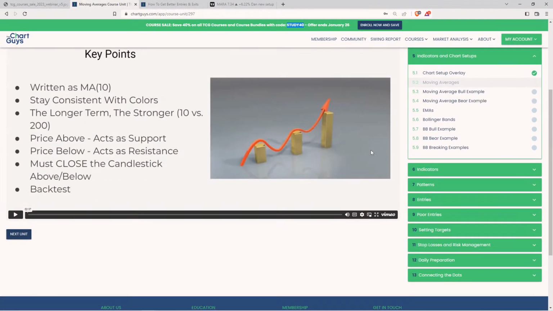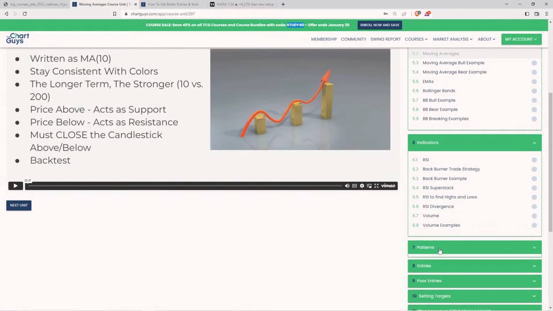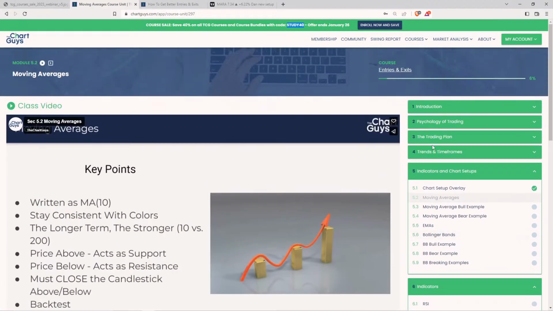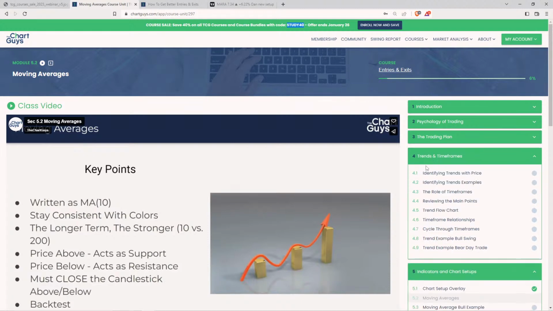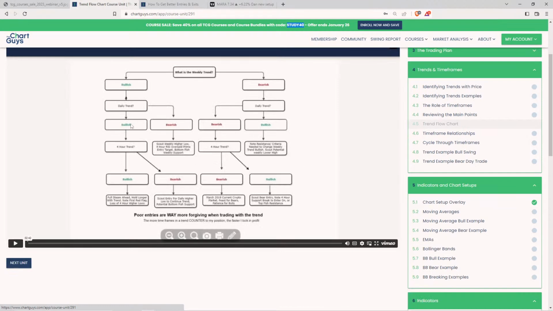And again, going back to the entries and exits a little bit more in depth, going over the different indicators and patterns, those things come after establishing your trends and timeframes. If you are a current Chart Guys member, I did use the educational video about identifying trends with price levels, because that is the most in-depth video that I've ever made on the subject, and the trend flow chart. So there's a whole lot of stuff that you may have seen over the years, but organized in a way and explained where it's nice and sequential.